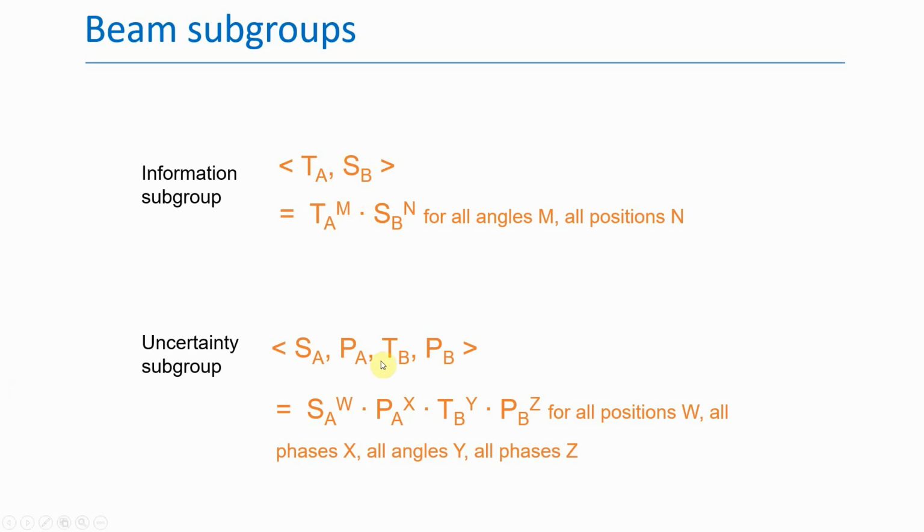The uncertainty subgroup consists of all combinations of A's and B's uncertainty transformations. That means any of 9 possible slides on A, or any of 9 possible phases on A, and any 5 possible tilts on B, and any 5 possible phases on B. This is a total of 9 times 9 times 5 times 5, or 2,025 different transformations.